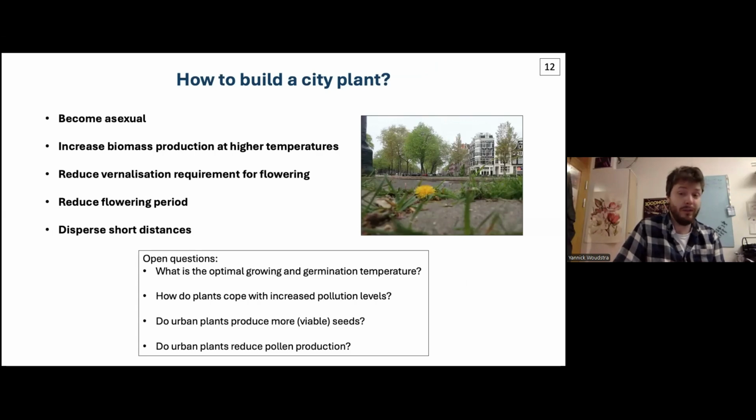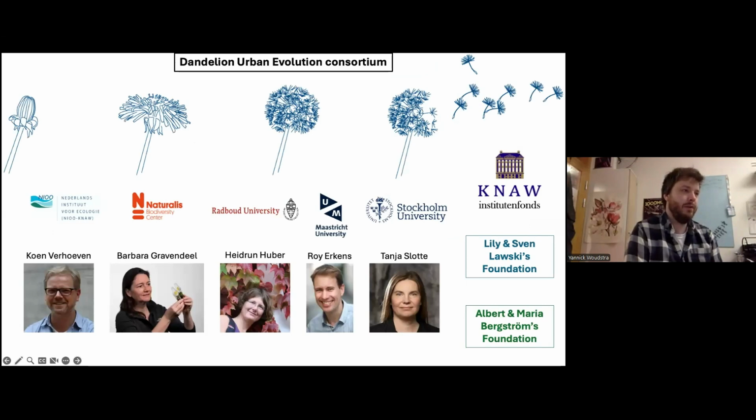There are questions still, of course. So I've planted some of them here. These are things that we're still working on. But yeah, urban environments are really fascinating. This was work done in collaboration with these people, mainly at the Netherlands Institute of Ecology and Naturalis Biodiversity Center, but also some other universities in the Netherlands were involved. And I'm continuing this work at Stockholm University. This has been a great team to work with.